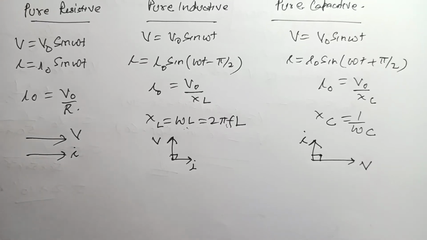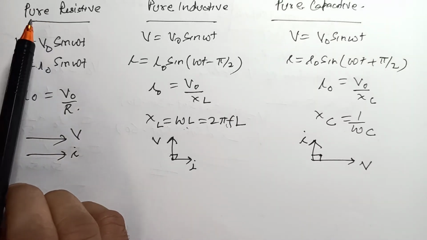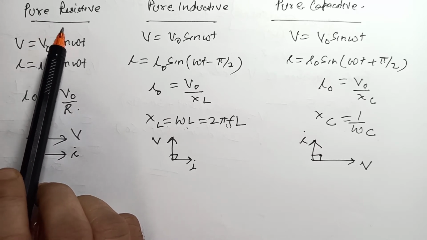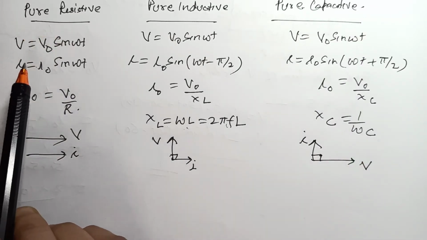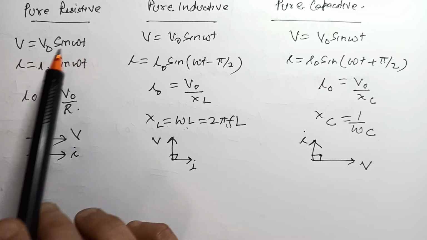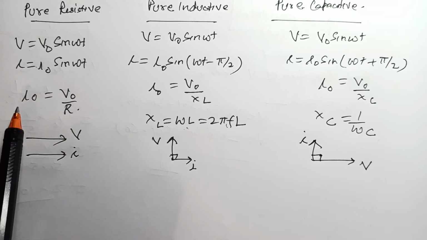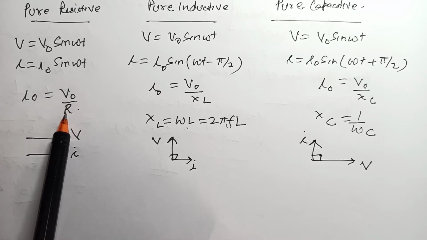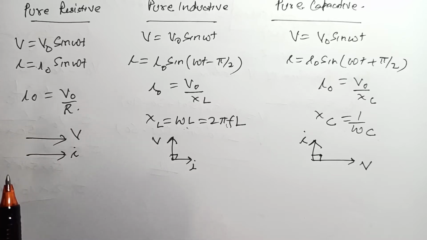Friends, let's recap what we have done up till now before proceeding further. As you see in this sheet, we already discussed pure resistive circuits, pure inductive circuits, and pure capacitive circuits. In the case of pure resistive circuits, voltage is V = V naught sine omega t, current is I = I naught sine omega t, and I naught is equal to V naught by R. V and I, in simple terms, have the same phase. There is no phase difference.